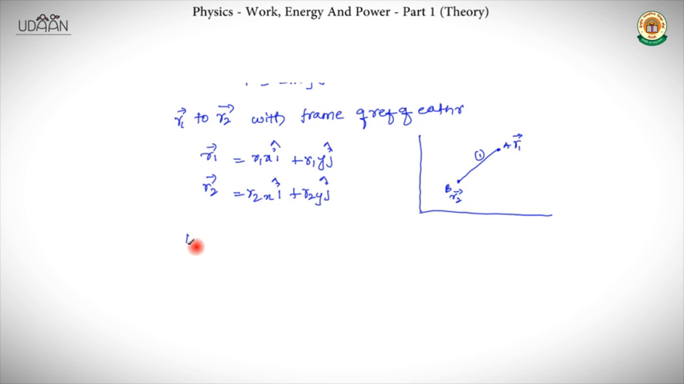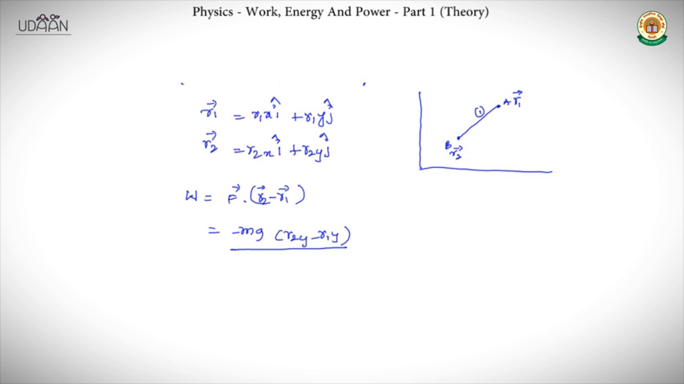So work done by the gravitational force is equal to r2 bar minus r1 bar. This is the displacement, so we take r2 bar minus r1 bar. This is equal to minus mg (r2y minus r1y). So by this equation, what we can generalize is work depends on the position.